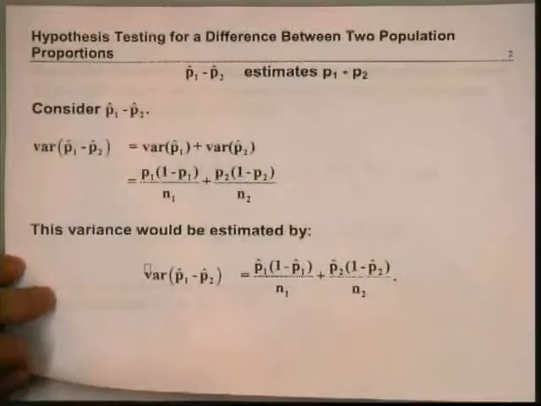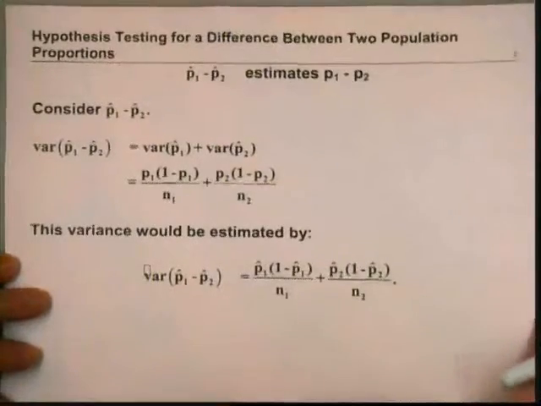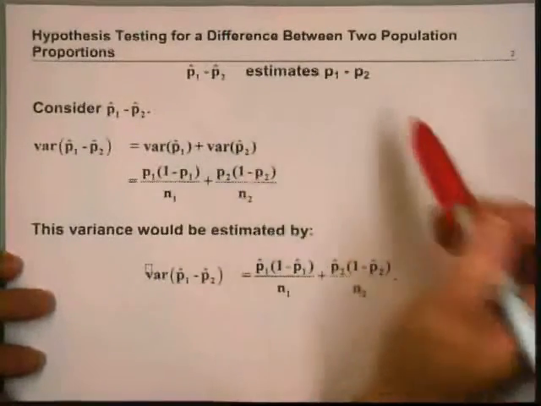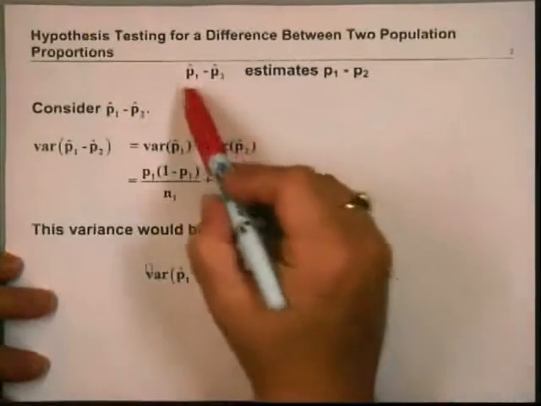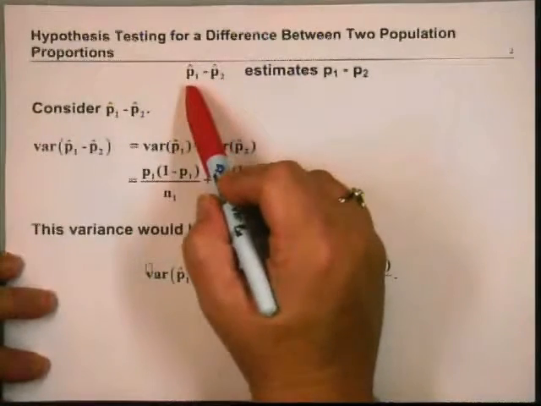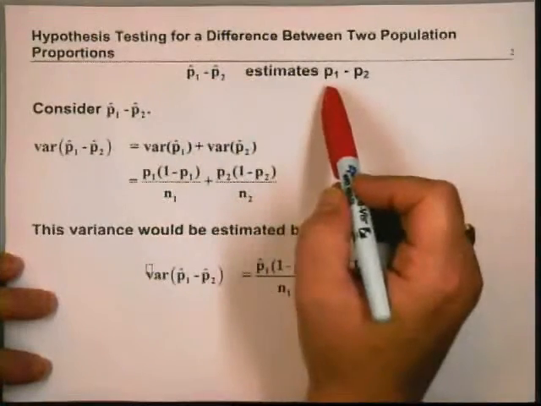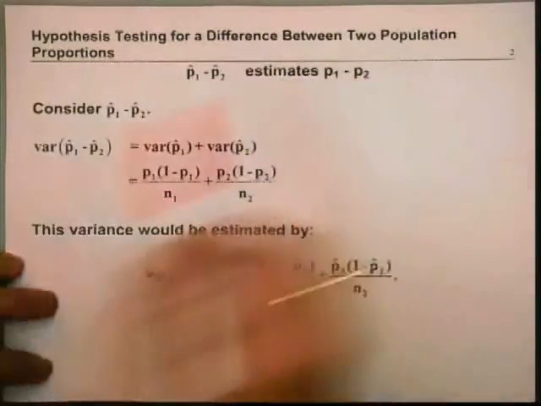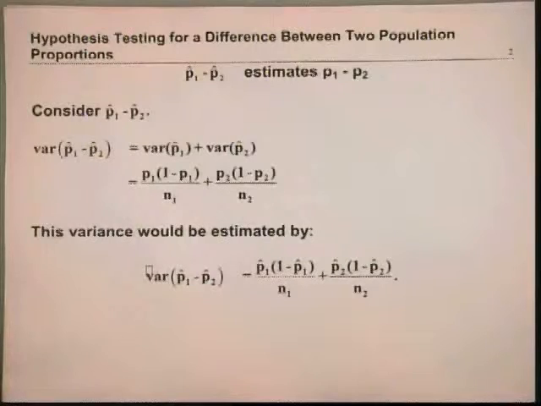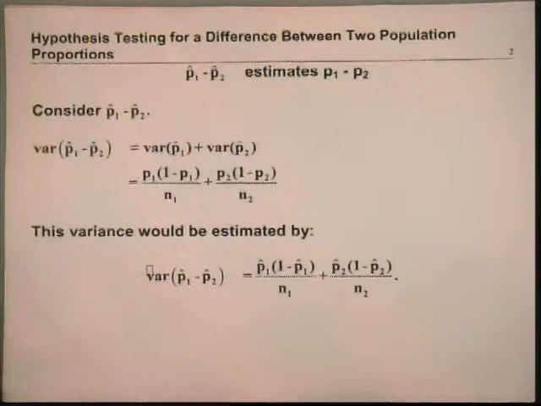We know, just like before, that Y1 bar minus Y2 bar estimated the difference between two population means, and that's the same thing here. Our sample estimates, P1 hat and P2 hat, when we subtract those, they estimate the difference between the population proportions, P1 and P2. Whenever we have an estimator, it has a variance, and the square root of that variance is given by the standard error. So we've got a little bit of notation here to clean up.